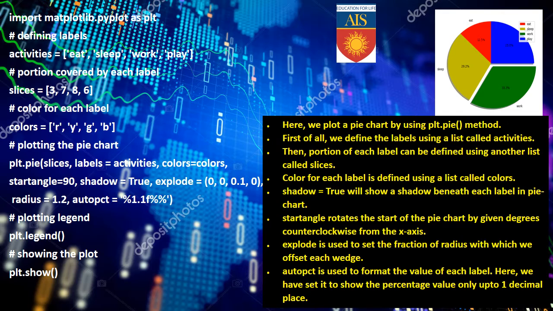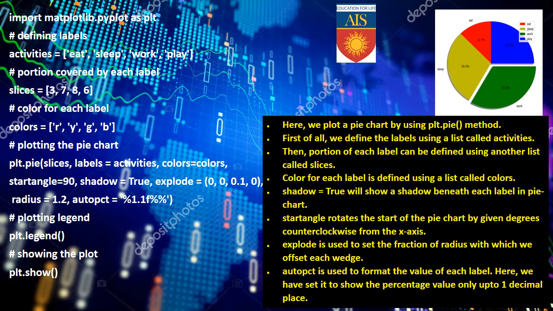Next option, plotting the pie chart. plt.pie slices, label activities, color equal colors, start angle 90, shadow true, explode 0, 0, 0, 1, like this. Radius equal 1.2, then autopct equal %1.1f, floating value up to 1 digit decimal number. Plotting legend plt.legend and showing the plot plt.show. Output you can see at the right hand side top corner.